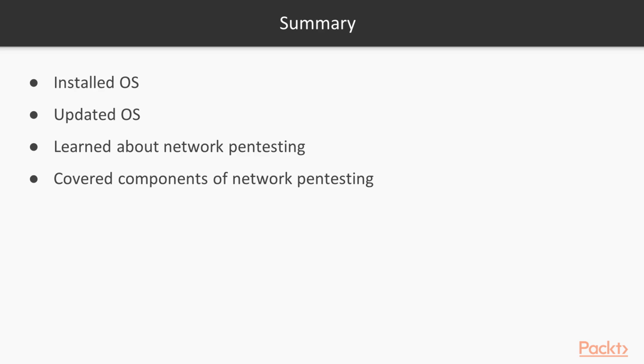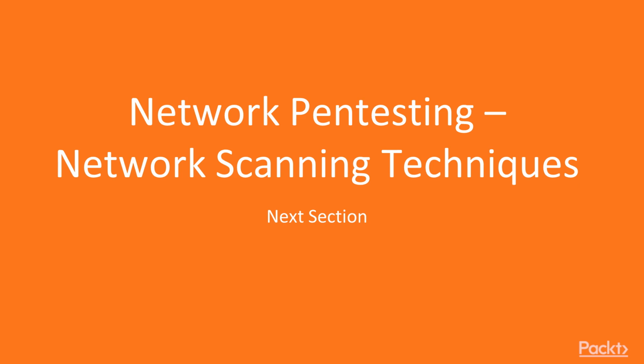So if we talk about a section summary of what we have learned in this section: first of all, we learned about the installation of operating systems. Then we learned how we can update our operating system. Then we learned about network pen testing basics. And finally, we learned about the components available inside network pen testing. So this is all about this section, and I hope you have enjoyed it. In the next section, we are going to learn about network pen testing, network scanning techniques. Thank you.